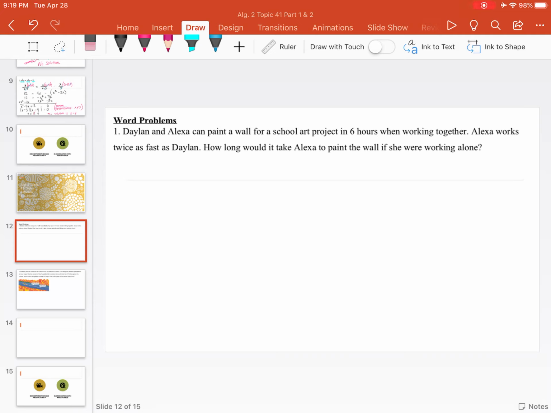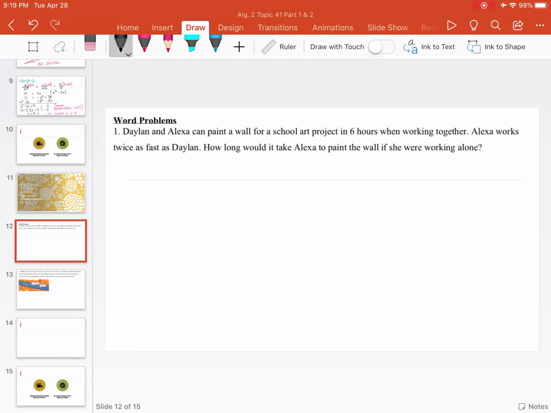The first word problem that we have is: Dalen and Alexa can paint a wall for a school art project in 6 hours when working together. Alexa works twice as fast as Dalen. How long would it take Alexa to paint the wall if she were working alone?